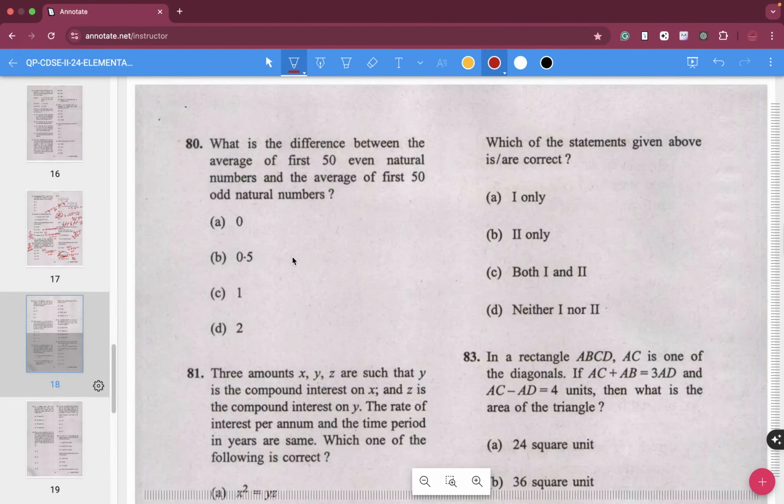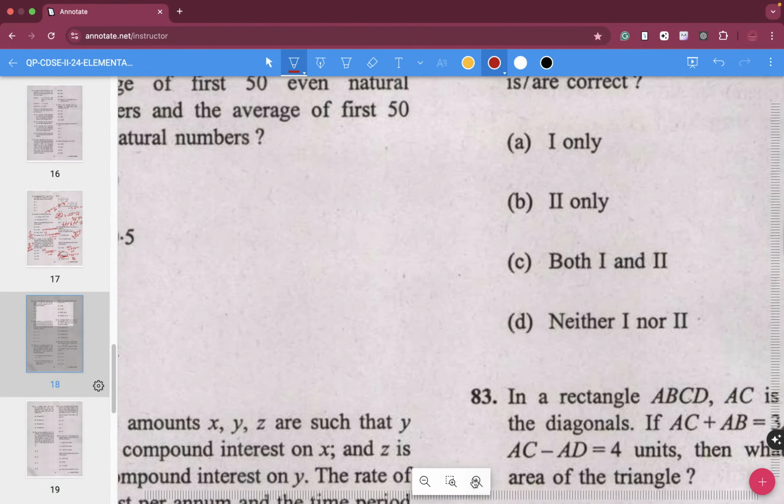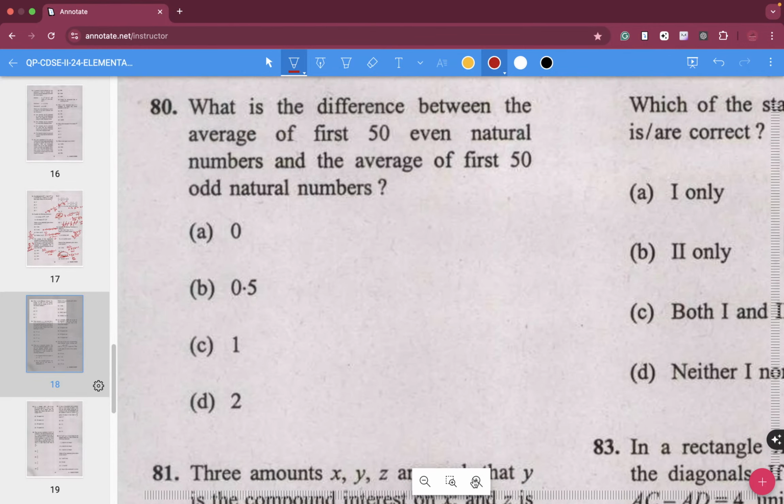All right, folks. So we'll move to the last and final question for today, and tomorrow we'll try to finish it off. What is the difference between the average of the first 50 even natural numbers and the average of the first 50 odd natural numbers?